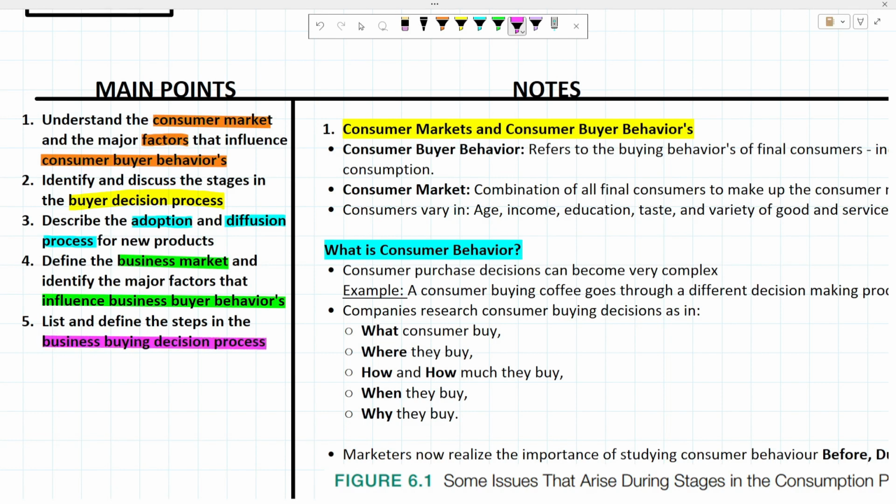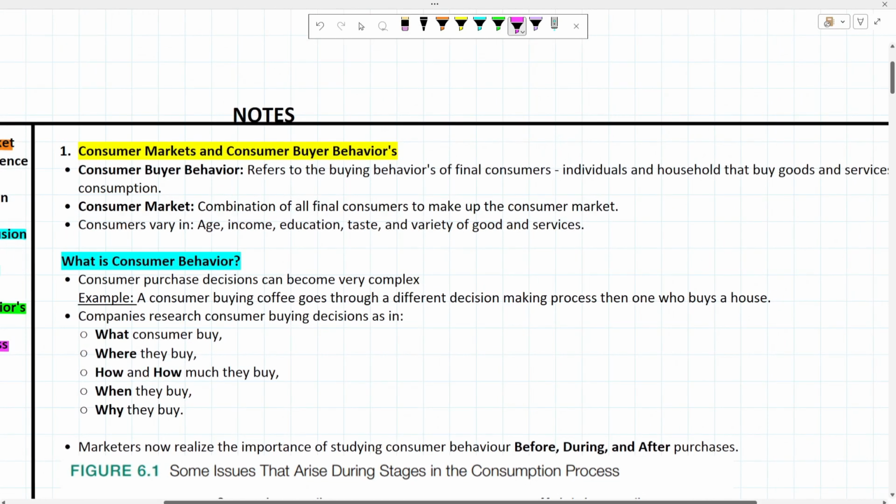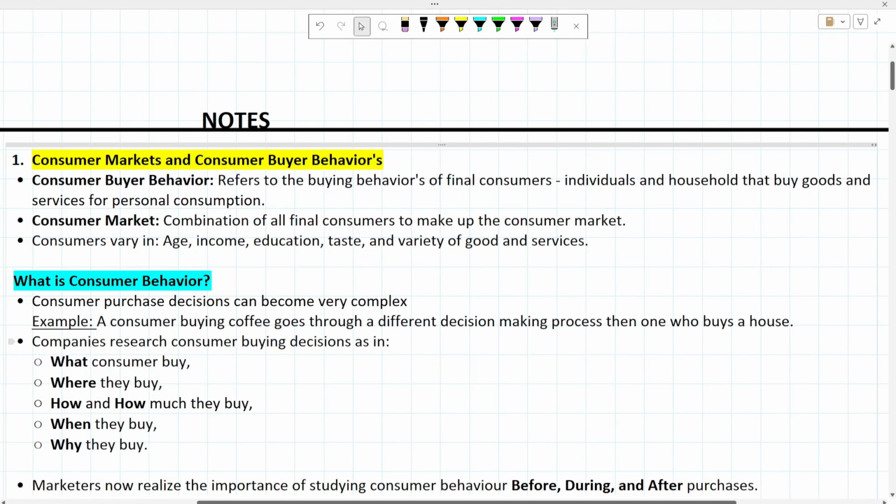So as you can see from the main points, the first part of it is looking at the consumer market and consumer buyer behavior. The second part of it is looking at the business market and the business buyer behavior. So let's start with number one, consumer markets and consumer buyer behavior. So number one, consumer markets and consumer buyer behaviors.